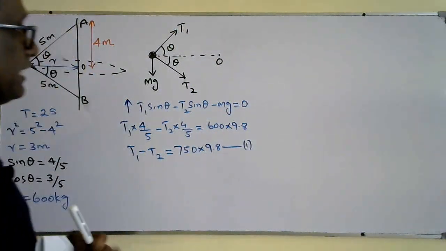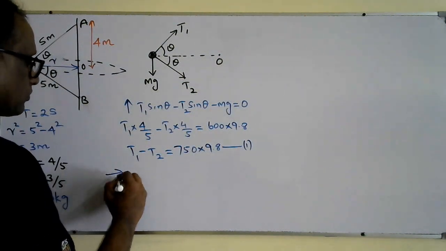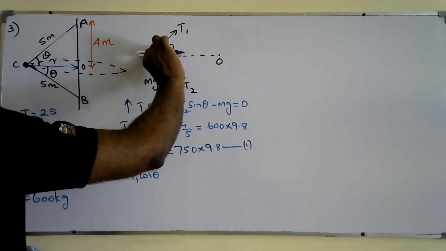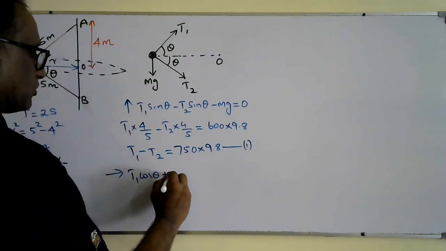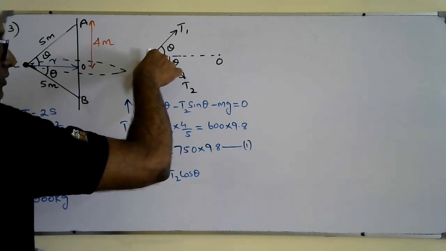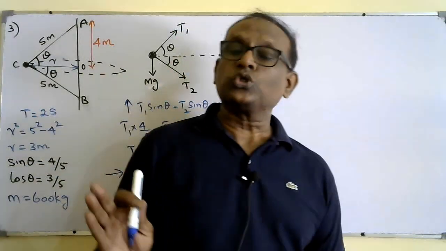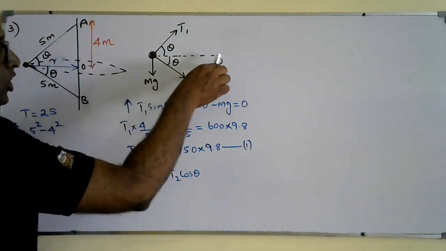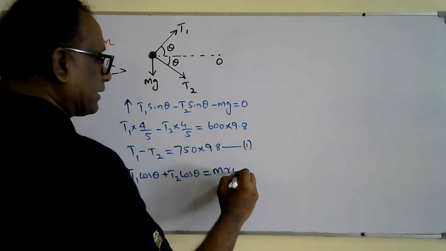Now, circular motion. The resultant force towards O is the centripetal force. That is T1 cos theta. If I resolve this one towards the center, T1 cos theta, plus that also towards the center, T2 cos theta. Mg is vertically down, so the vertical force has no horizontal component. When you resolve the vector through 90 degrees from vertical to horizontal, there is no component. So mg has no component towards O. That is equal to m r omega squared.